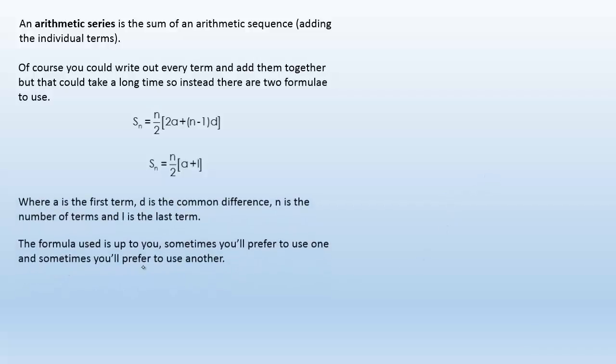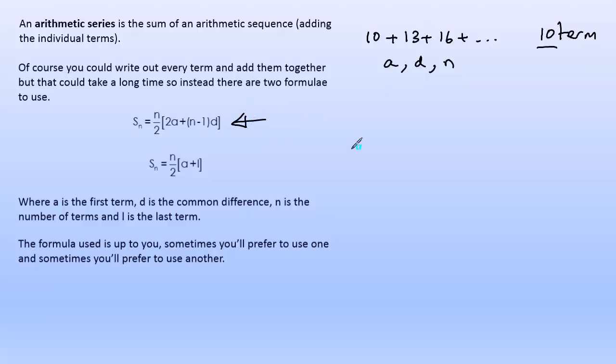The formula used is up to you. Sometimes you'll prefer to use one, and sometimes you'll prefer to use another. So, for example, if I was given 10 add 13 add 16 add ... and then I was told that I want 10 terms, I can find a, d, and n is given to me straight away, so I tend to use this formula. I don't know the last term. I could work it out and then use this formula.